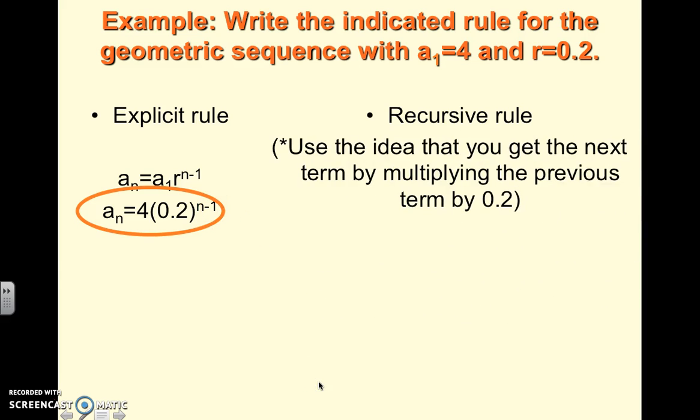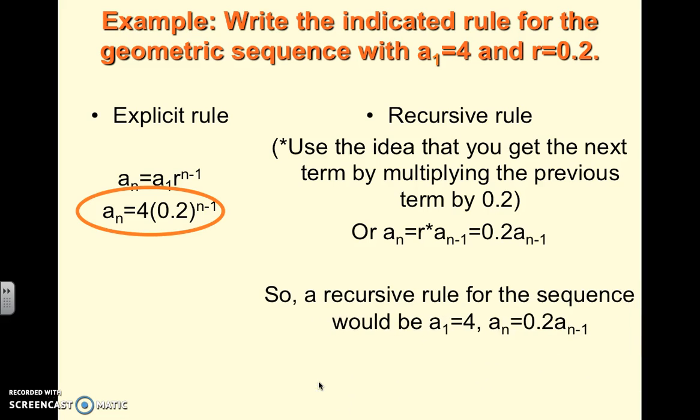The recursive rule uses the idea that to get to the next term, you multiply the previous term by 0.2. So any term a sub n is equal to r, the common ratio, times a sub n minus 1. So in this case, 0.2 times a sub n minus 1. Again, remember we do have to state the first term. So our recursive rule would be a sub 1 equals 4 and a sub n equals 0.2 times a sub n minus 1. Okay, and there's your two rules, explicit and recursive.